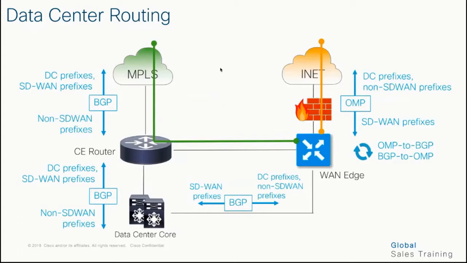Do we have any questions on this? Do you generally recommend putting the WAN edge devices behind a firewall or directly terminating an internet circuit into the vEdge or cEdge?